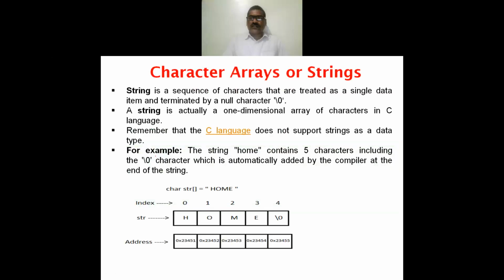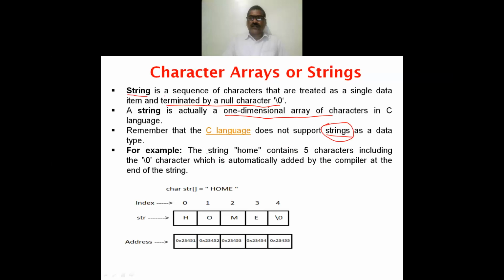So coming to this, what is a string? How do we define a string in C language? A string is defined as a sequence of characters terminated by a null character. A string is actually a one-dimensional character array. Remember that the C language does not support string as a data type, but we can call it a derived data type.